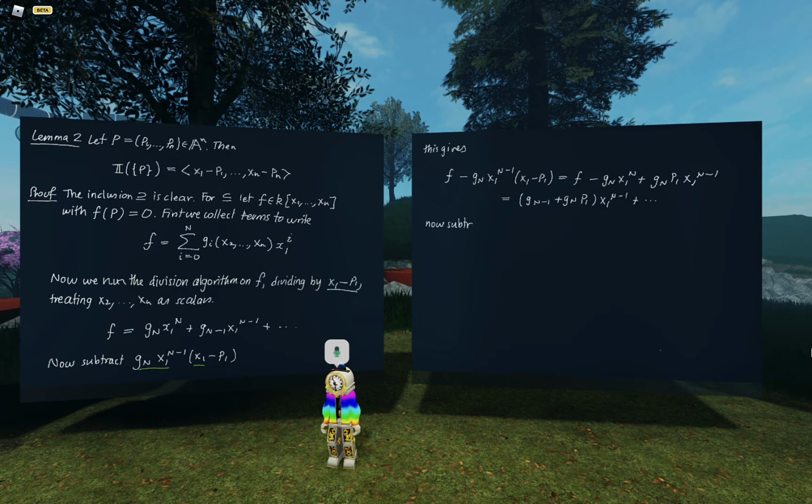And then we do the same thing to subtract off the leading term of that. So we subtract gn minus 1 plus gn p1 times x1 to the n minus 2 times x1 minus p1 from this. Why? Well, all this times this will give me this term, which is the thing I want to cancel off. And then this times this will give me some other term, which will mess with the coefficient of the next term down here, and so on. But I don't care about that. I just want to kill off this leading term.